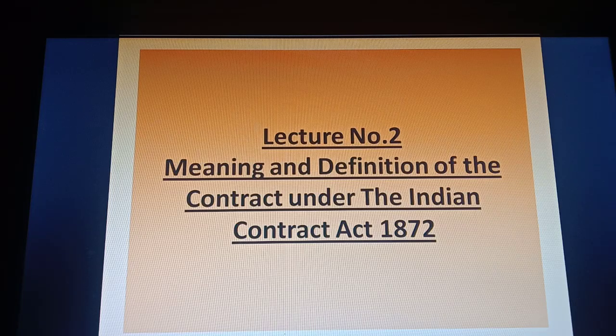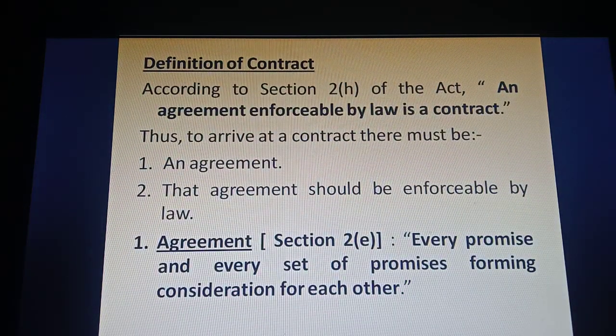Students, in this lecture number 2, I am going to discuss with you the meaning and definition of the term contract. What is the meaning of the contract? The meaning of the contract can be made clear by the definition of the contract which has been given in section 2 clause H of the Act. According to section 2 clause H of the Act, an agreement enforceable by law is a contract. I want to repeat, an agreement which is enforceable by law is a contract.